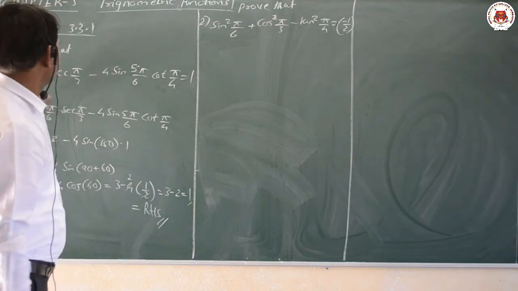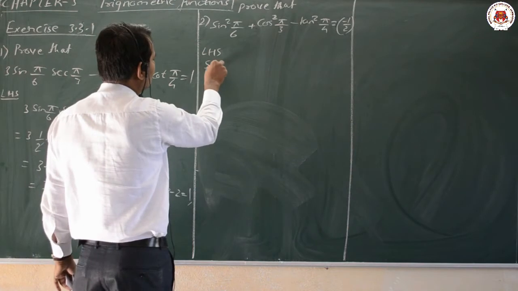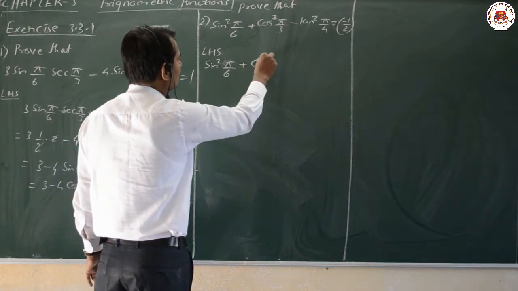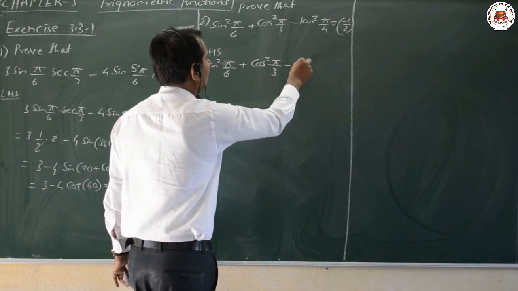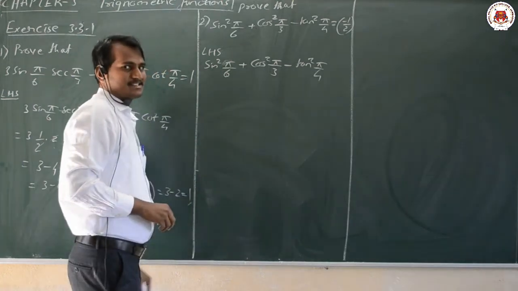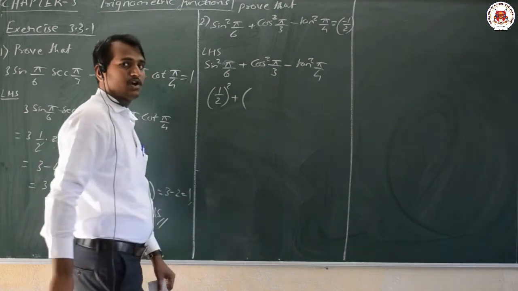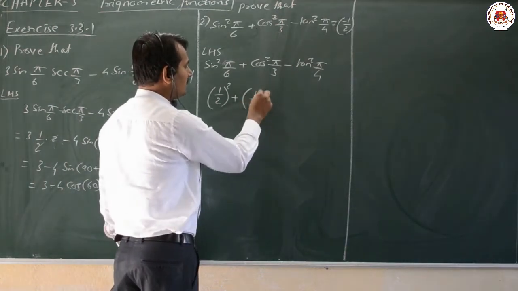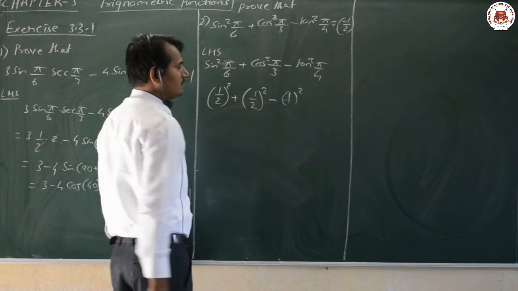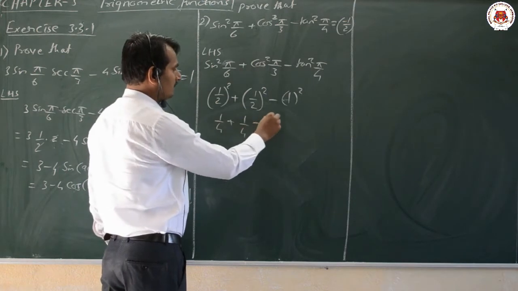Now, what is the sine pi by 6 value? LHS, I will rewrite again: sine square of pi by 6 plus cos square pi by 3 minus tan square pi by 4. Now here, sine of pi by 6 is 1 by 2 whole square, plus cos of pi by 3 is again 1 by 2 whole square, minus 1 whole square. Now what do we get? 1 by 4 plus 1 by 4 minus 1.